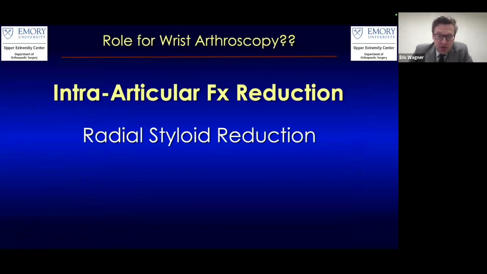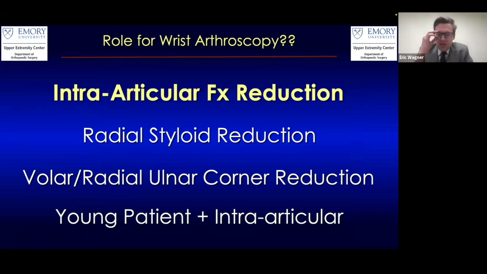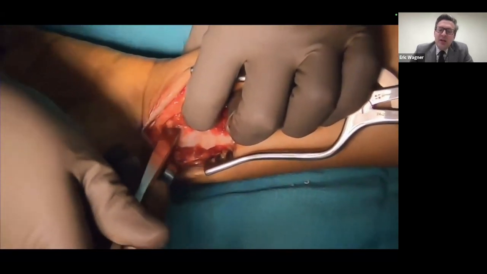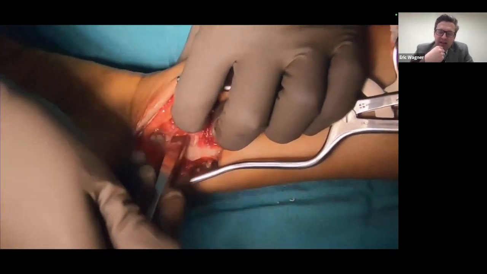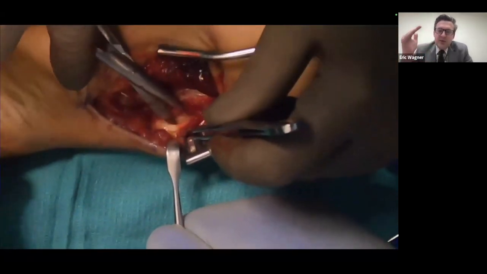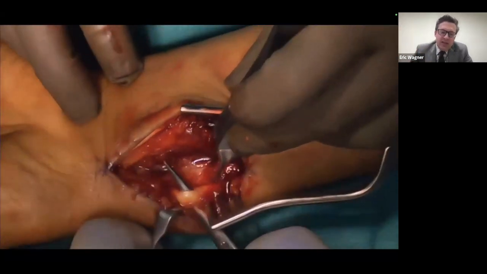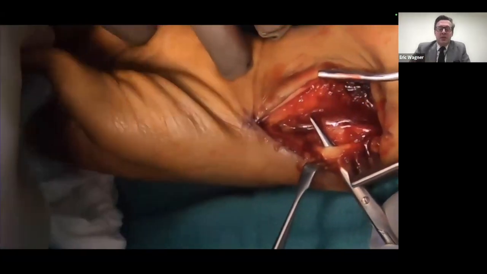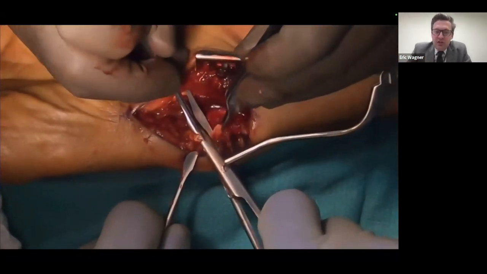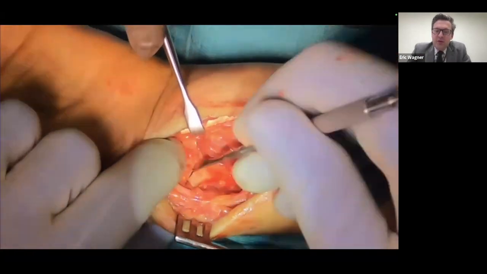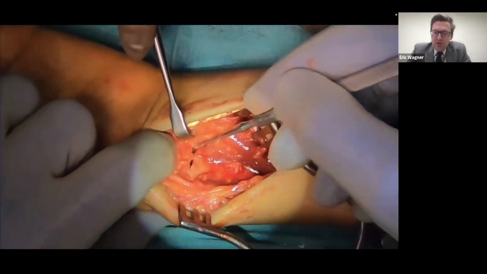So once again, intra-articular fracture reduction, particularly in these young or more active individuals, is where I think arthroscopy is really beneficial. I want to show you a technique video of how to actually do this. Once again, standard volar approach, taking down the BR, you're getting the fracture reduced. So you start just like you do with any other volar approach.